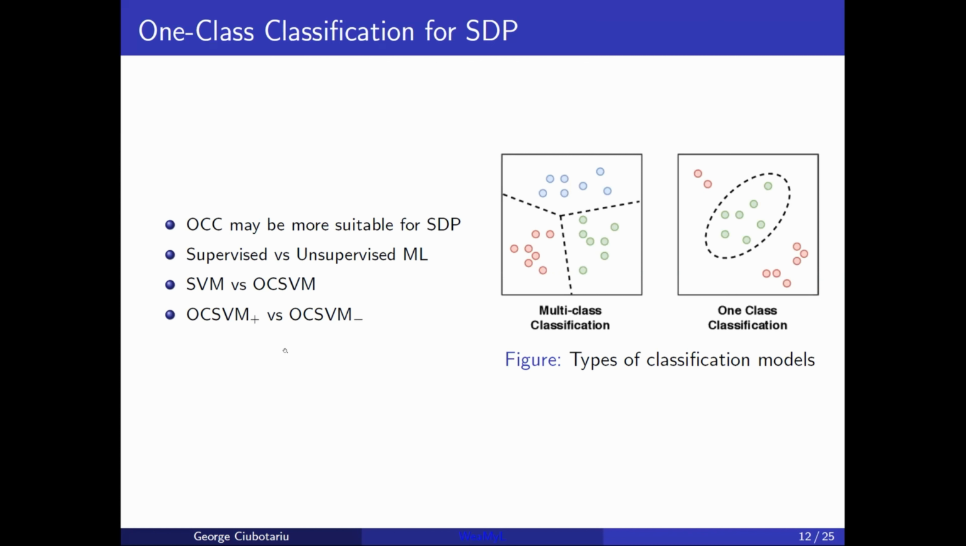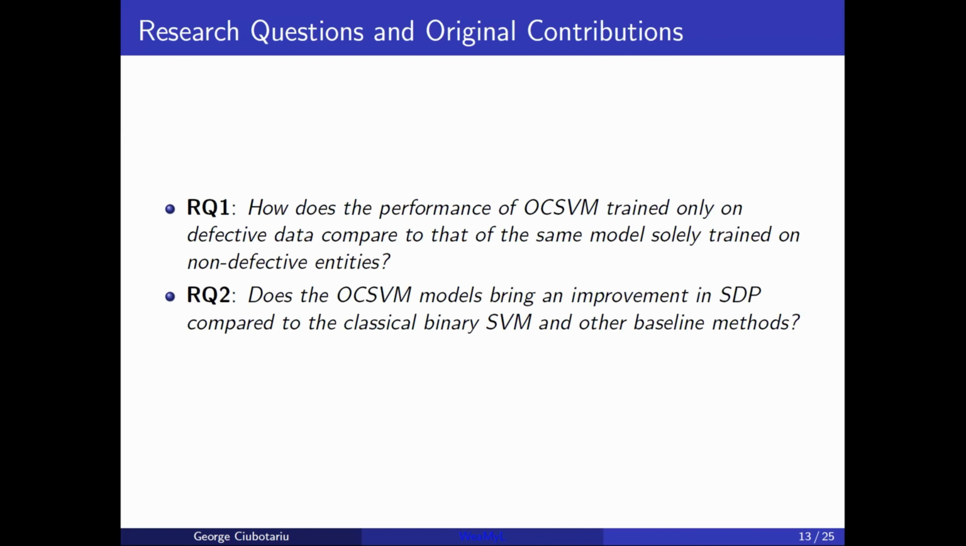So next, with the SVM plus and minus, we are going to have different models of SVM trained on defects and non-defects. So this leads us to the research questions. The first one refers to the effectiveness of one class SVM, especially trained on positive or negative data. And the second one refers to the one class SVM performance compared to the classical SVM supervised learning model.